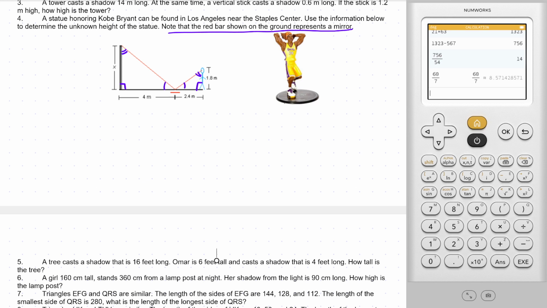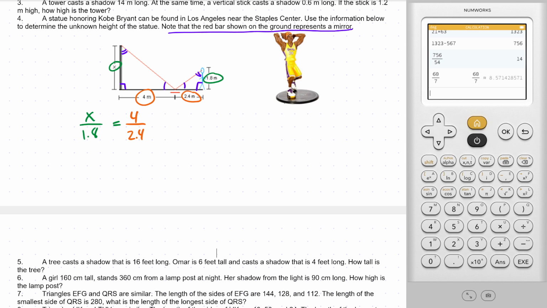So we will come up with our corresponding sides. We have corresponding sides at 4 meters and 2.4 meters, and we have corresponding sides at x and 1.8 meters. So we'll go ahead and set up our proportionality statement with those values. First I'm going to say x over 1.8 is equal to, big triangle, we got 4, and small triangle, 2.4. And now I'm going to cross multiply.